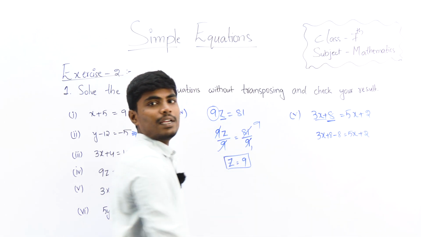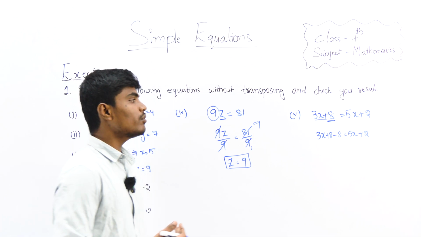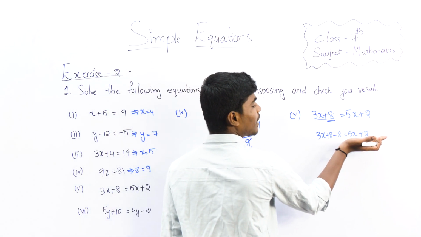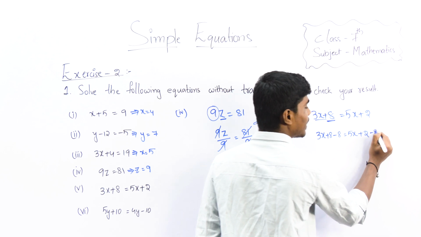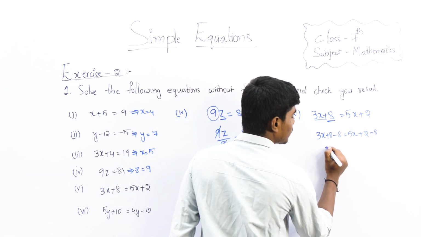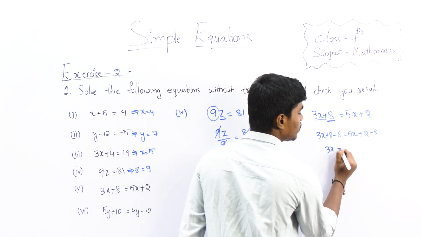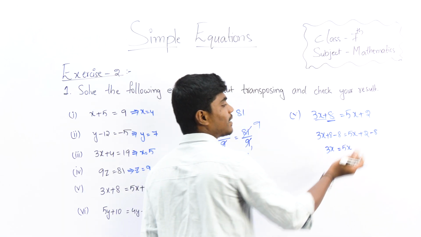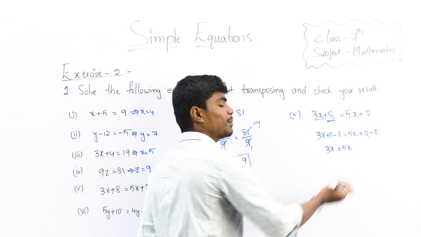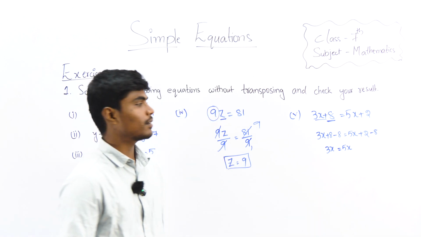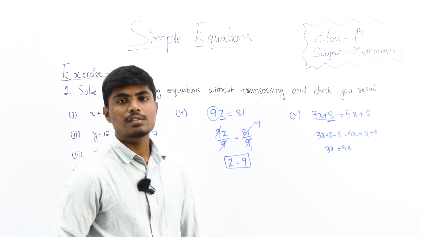Here on the left hand side we have subtracted 8, so we have to subtract 8 from the right hand side also. So minus 8. Okay, here 3x plus 8 minus 8 is 0. So 3x is equal to 5x plus 2 minus 8. One is plus and the other is minus, so we have to subtract. So 8 minus 2 is 6.